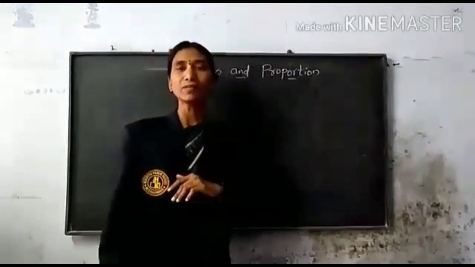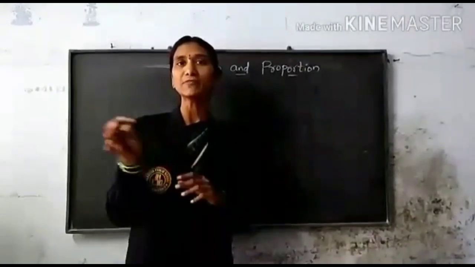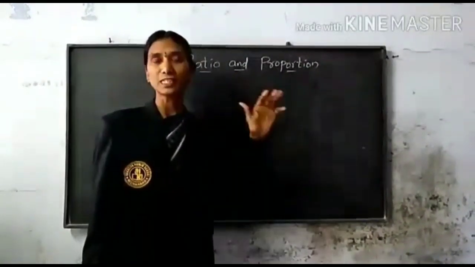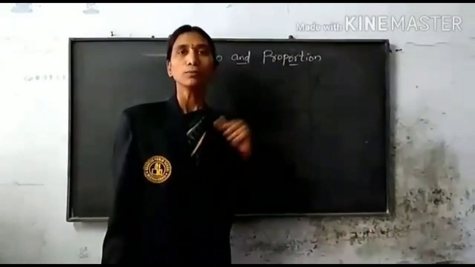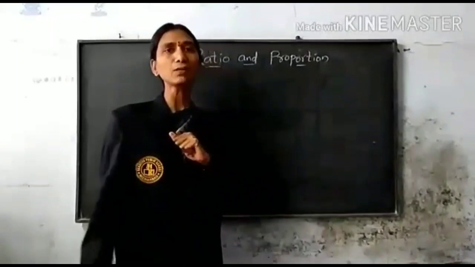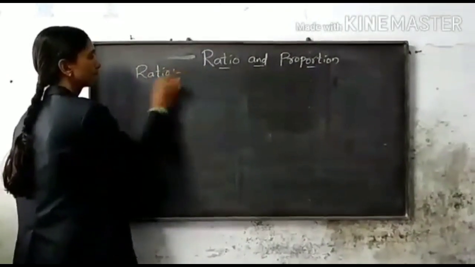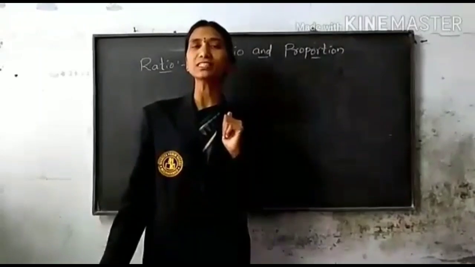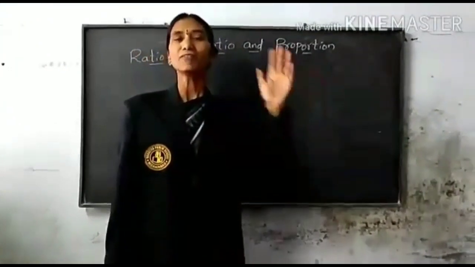Generally, in our daily life, we compare different quantities in different ways. Like in the market, the cost of vegetables and other items, and in school, the marks of the students. Like this, we compare. This is called a ratio. Ratio means an ordered comparison of two quantities of the same units.